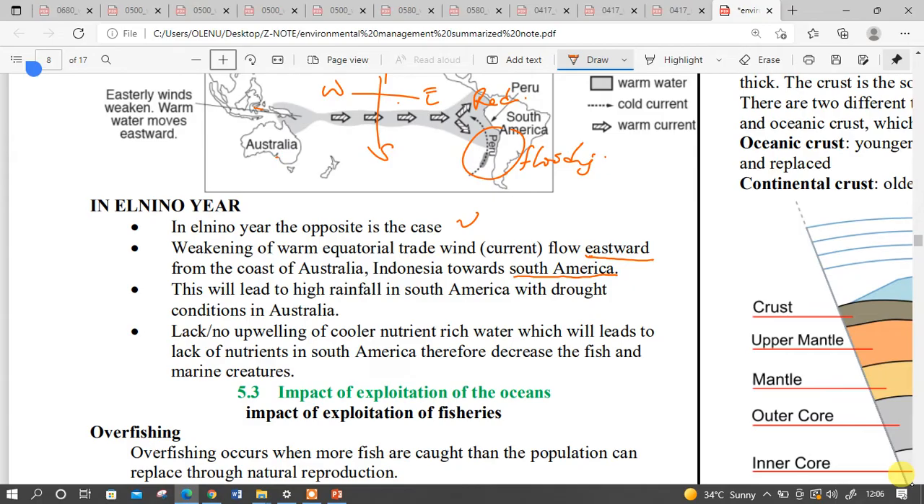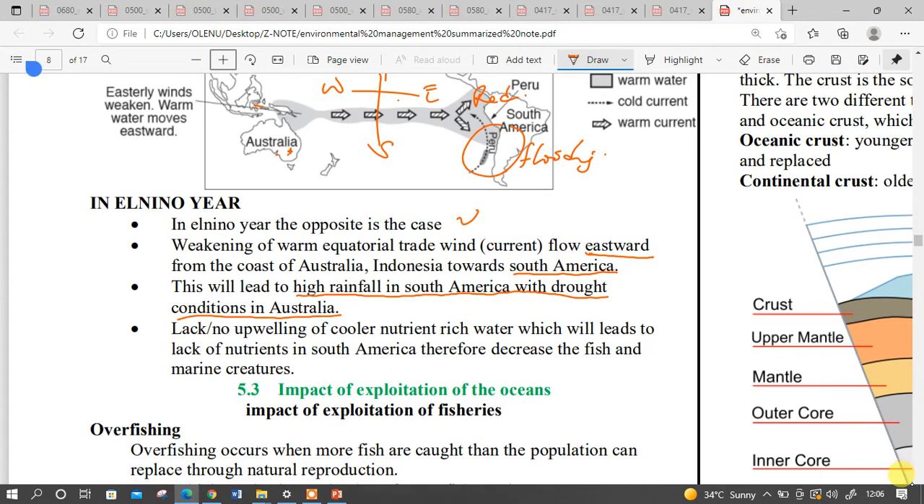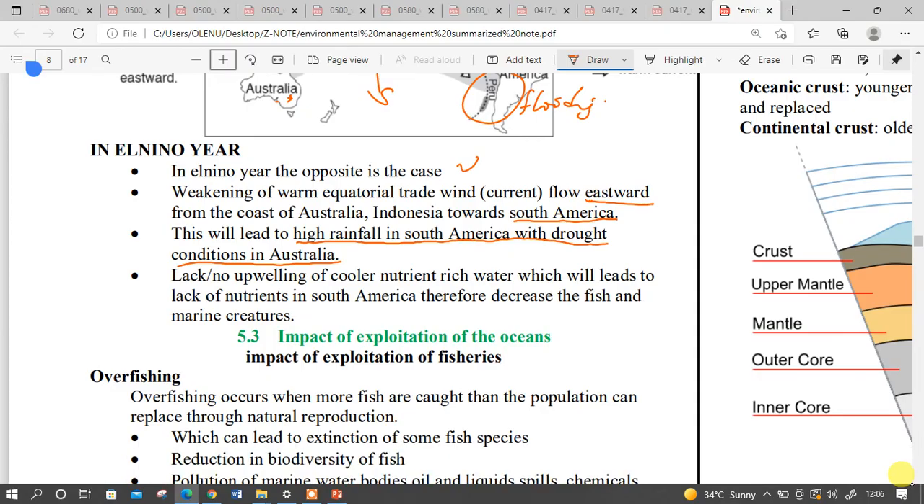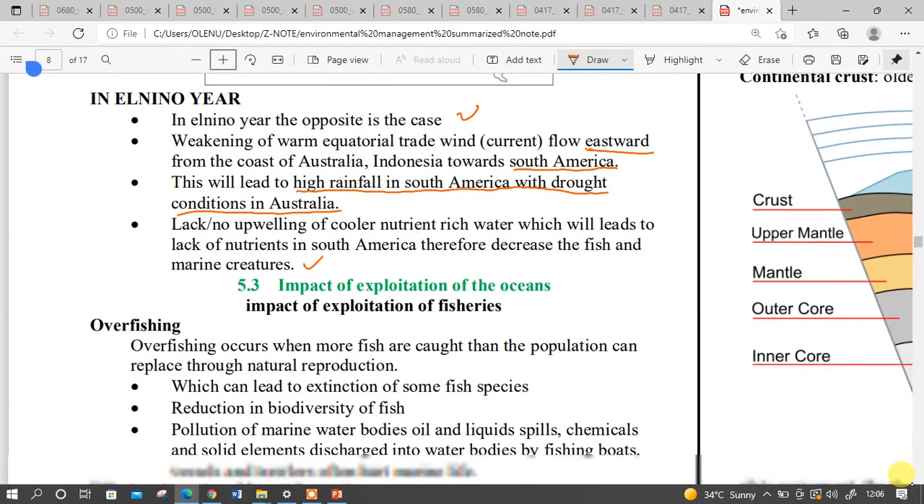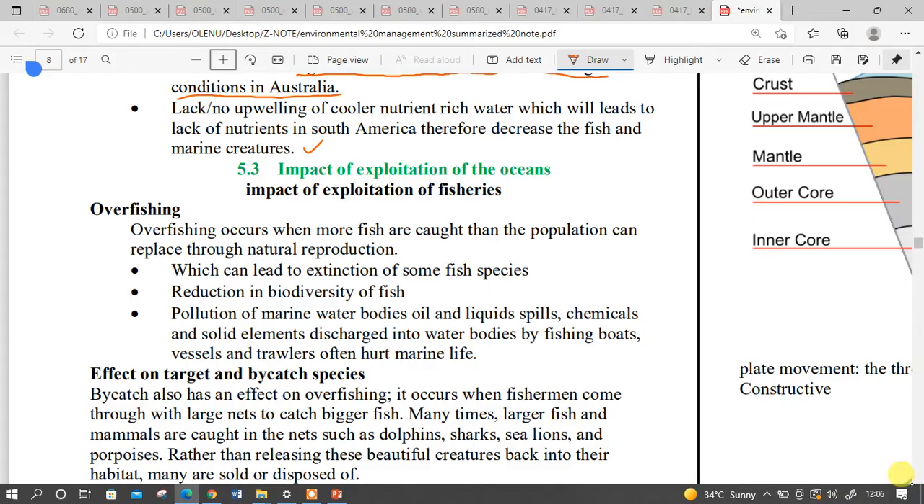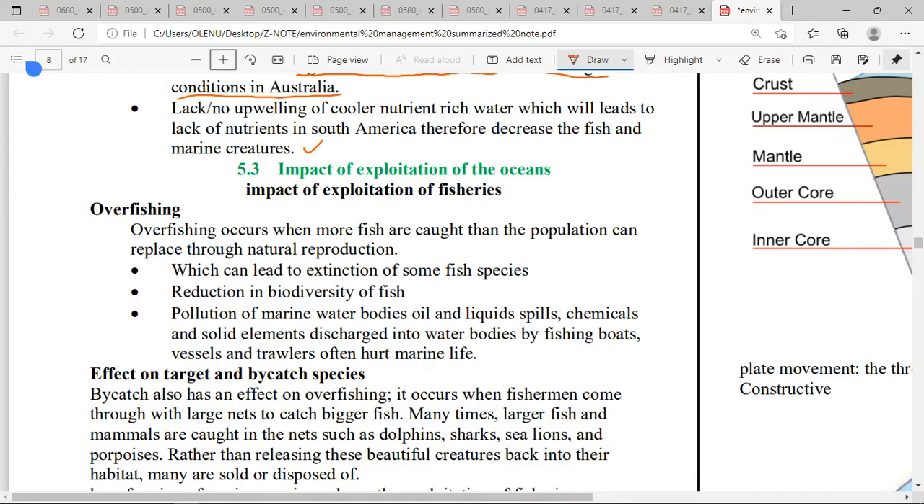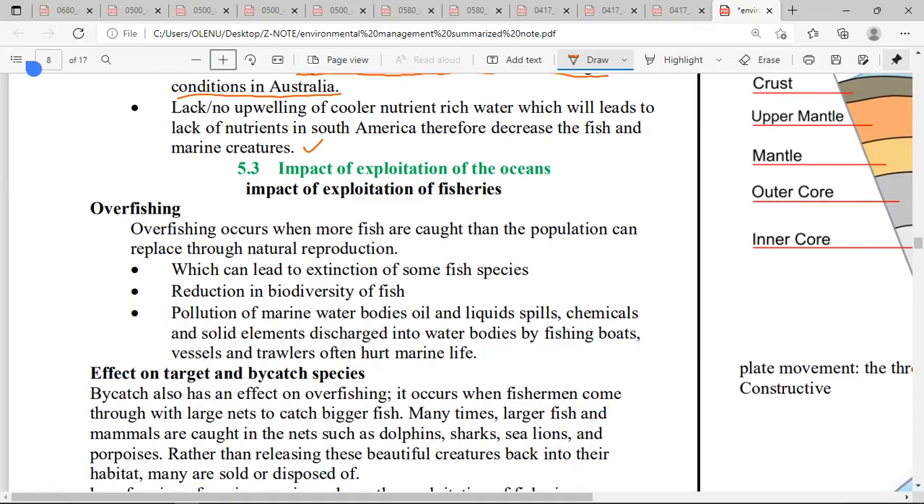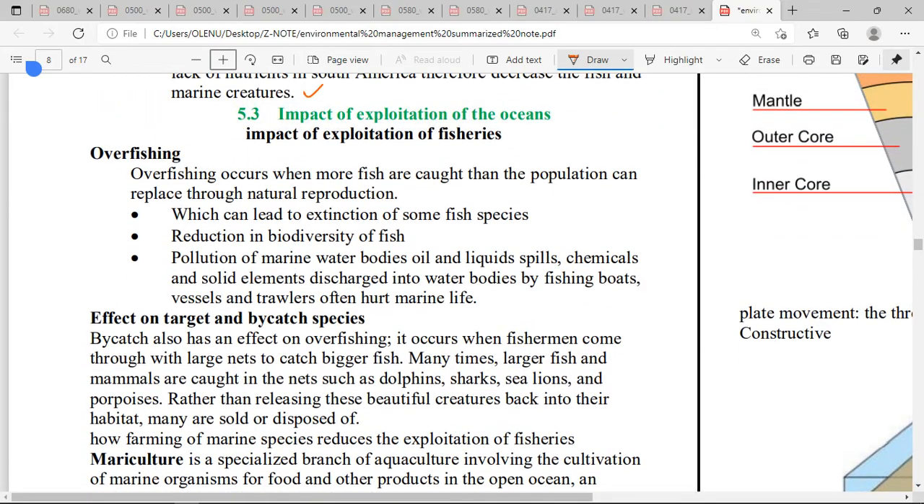Now, this will lead to high rainfall in South America, with drought conditions also in areas such as Australia. Now, there is a lack or no upwelling of cooler, nutrient-rich water, which will lead to a lack of nutrients in South America, therefore decreasing the fish and marine creatures within South America. That's what happens. Please, you need to take note of that. It comes out a lot, and I found out over time that students normally have issues with describing those contents relating to El Nino and La Nina conditions.